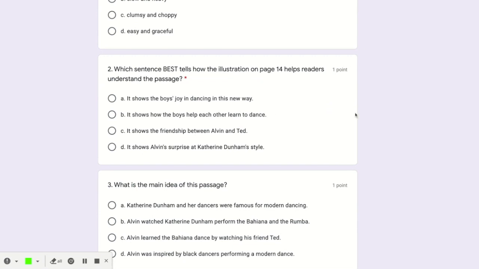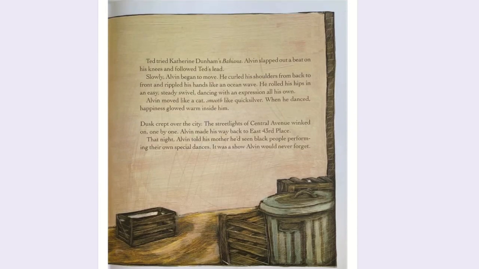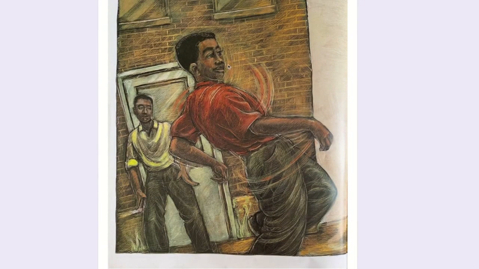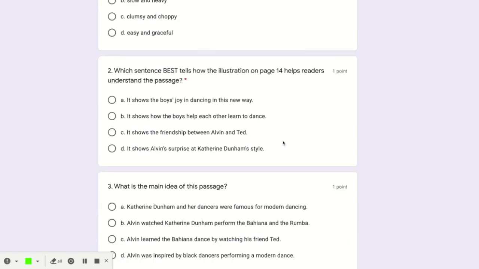Number two, which sentence best tells how the illustration on page 14 helps readers understand the passage? So the illustration on page 14 is right here. A, it shows the boys' joy in dancing in this new way. B, it shows how the boys help each other learn to dance. C, it shows the friendship between Alvin and Ted, or D, it shows Alvin's surprise at Catherine Dunham's style.